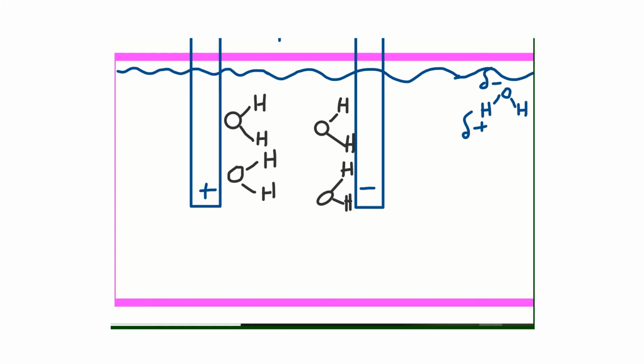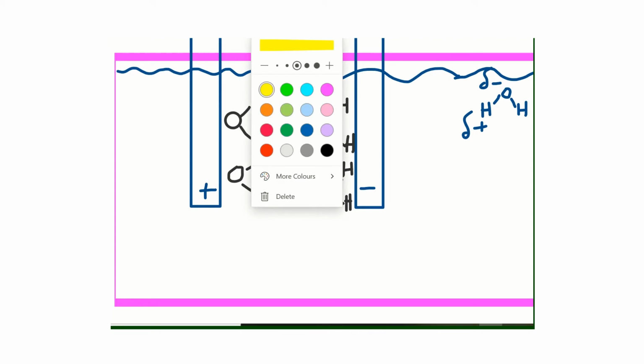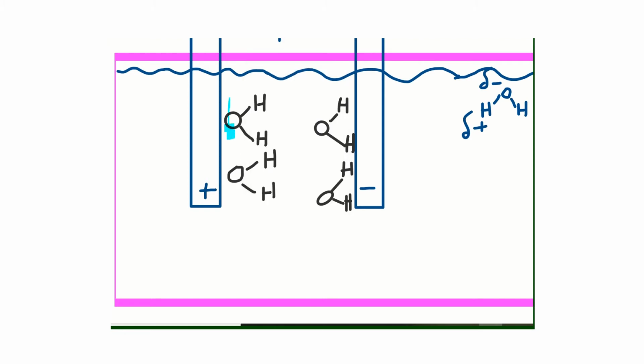So I'm going to use a bit of highlighting here as we sketch along. So let's use a lovely blue colour. Now, the slightly negative end, the oxygen end of water, is going to get attracted to the positive electrode. And think about what the positive electrode does. Okay, positive electrode is sucking electrons towards it.